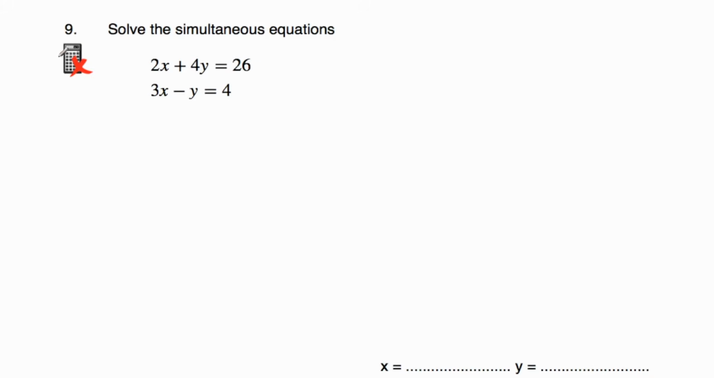Okay, our next question. Okay, question 9. Now, in question 9, the questions are getting a little bit more challenging here, because so far we've just had y's and y's, or 3y's and 3y's, or 2x and minus 2x and things like that. They're nice and easy to cancel out.